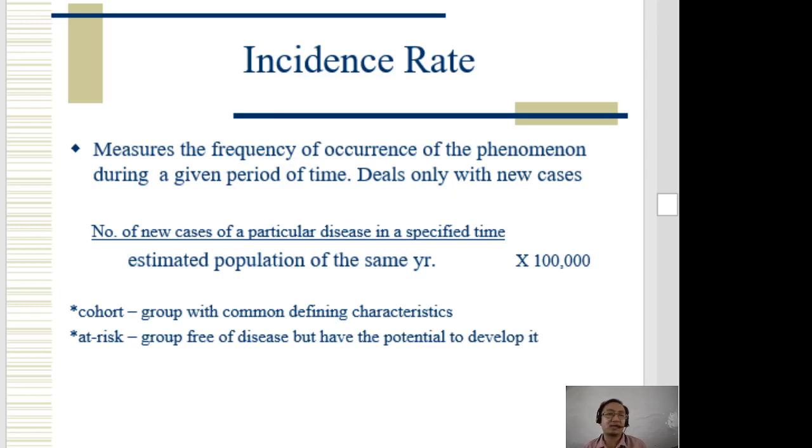For example, we have high osteoporosis cases because we have a high number of senior citizens in our cohort. On the other hand, the at-risk population is the group free of the disease but with the potential to develop it. Let's say, for example, we have an increasing number of hypertension cases because the at-risk population in our place is also increasing.